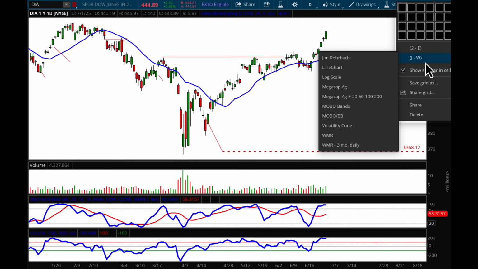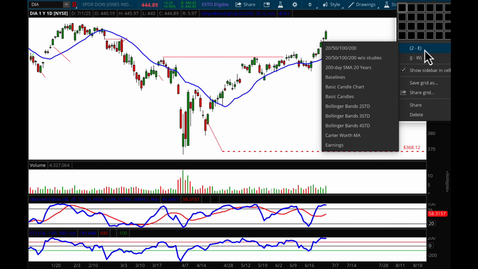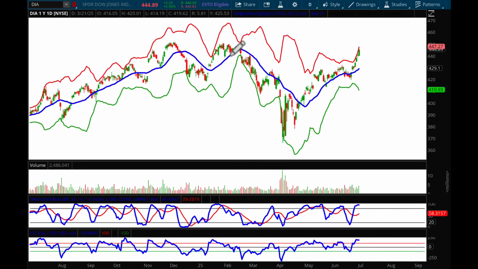Now, look what I'm doing here on the right-hand side. I have a menu of different layouts that I'm using for the Thinkorswim platform, and these are in alphabetical order. If I go to the B's, you can see that I have Bollinger Bands set at 2 standard deviations, which is the way John Bollinger created them. And I also have 3 standard deviations and as high as 4 standard deviations. Let's jump right to 3 standard deviations using DIA as the example.